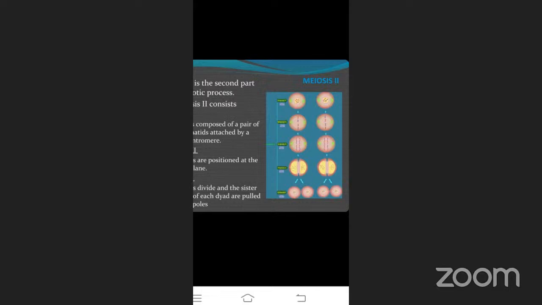So the molecular basis of the cell cycle: the cell cycle is controlled by regulatory molecules that either promote entry of the cell into the next phase or inhibit the cycle. These important molecules that control the cell cycle are cyclins and cyclin-dependent kinases, proteins and enzymes.